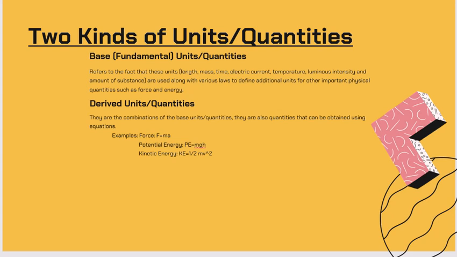So what is potential energy? PE is equal to mgh. So the potential energy depends on the force acting on the object. For a gravitational force, ibig sabihin, m here is the mass, g is the acceleration of gravity, and we have the h for height.